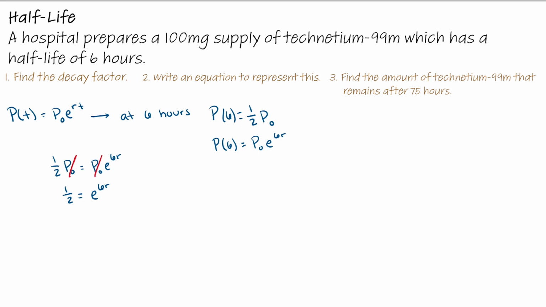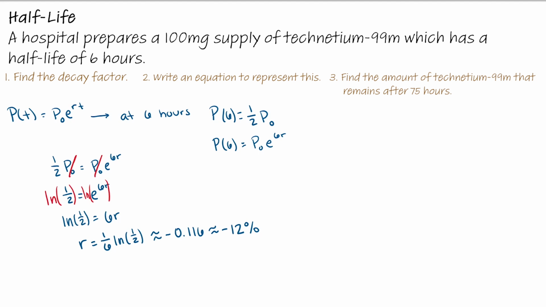To get rid of our e, we need to do the opposite. So we take the natural log, or ln, on both sides. On the left side, we'll have ln 1/2. On the right side, we'll have 6r. So solving for r gives us ln 1/2 divided by 6. And if we plug this into our calculator, we are left with negative 0.116 or 12%. So our decay factor, this technetium-99 decays at a rate of 12%.